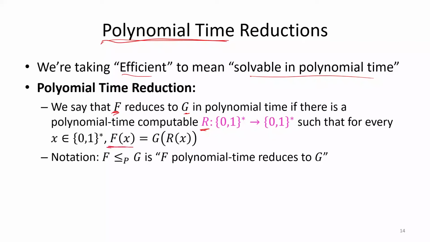And the answer for what function f returns on x matches the answer for what the function g returns on the converted version of that input. So when we've applied the reduction, we've applied the conversion from an instance of f to an instance of g, the answer for that new instance of g matches the original instance for f. And we use this notation here in order to say that f polynomial time reduces to g.